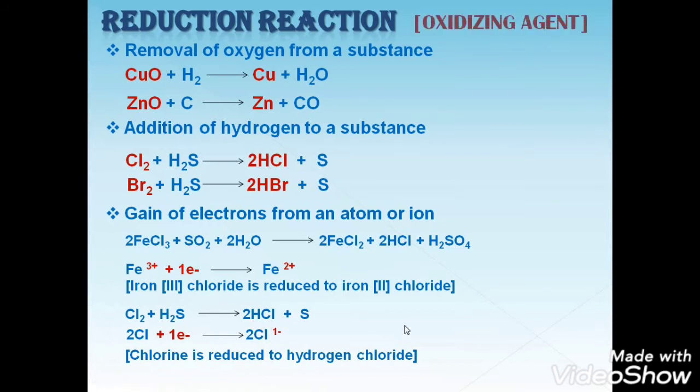Now whatever characteristic the reduction reaction has, I told you the same characteristic the oxidizing agent will have. That means an oxidizing agent is an agent in which removal of oxygen takes place, addition of hydrogen takes place, gain of electrons takes place. The same characteristic. So learn for oxidation reaction, write opposite for reduction. And what is oxidation? The same characteristic a reducing agent will have. What is reduction reaction? The same characteristic an oxidizing agent will have.